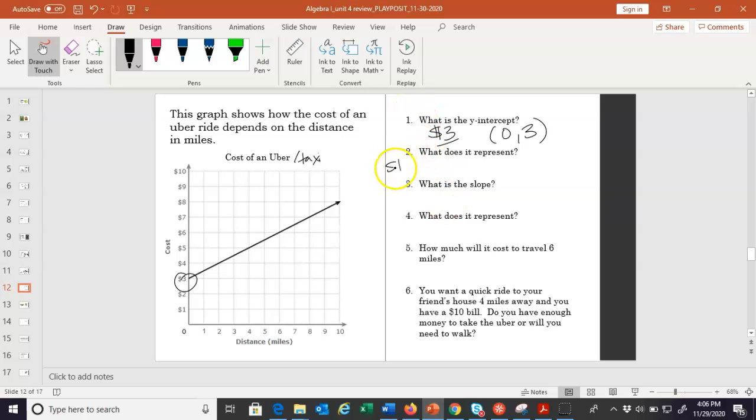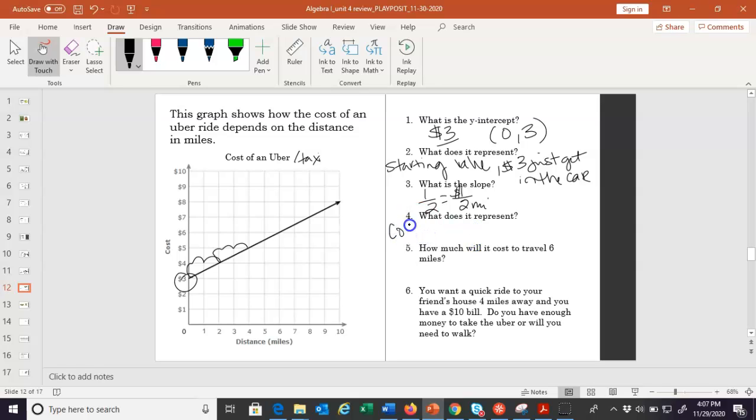What does this represent? Again, it's the starting value. This one does also make great sense because it means you're going to have to pay $3 just to get in the car. It's kind of like their flat fee, right? It's the starting value. All right, our slope. Okay, we're going by ones and ones. Perfect. So we're going to go up 1 over 2. Up 1 over 2. So $1 over 2 miles. So after you pay the $3 just to get in the car, you're going to have to pay $1 every 2 miles.